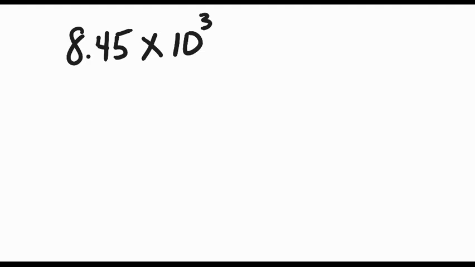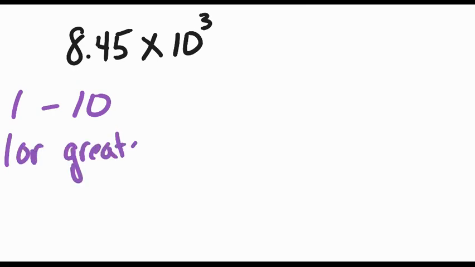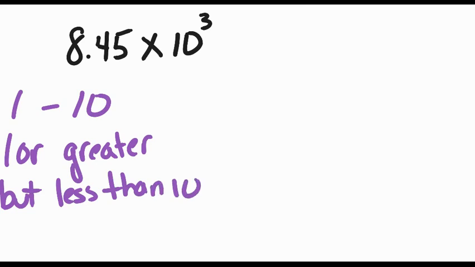Okay, let's talk about scientific notation. A number is written in scientific notation when the front number has to be between 1 and 10. It can be equal to 1, so it could be 1 or greater, but it definitely has to be less than 10. Okay, that's really important in scientific notation.